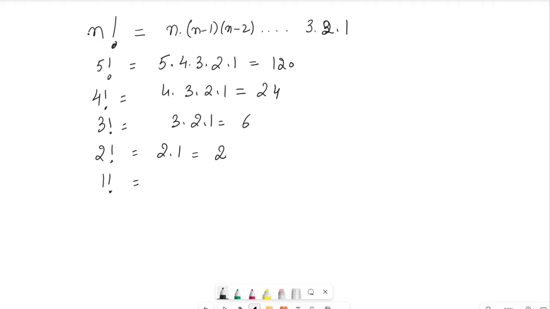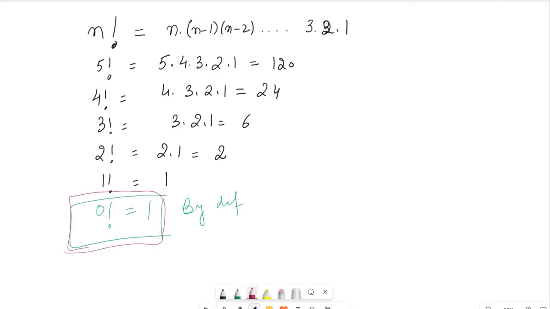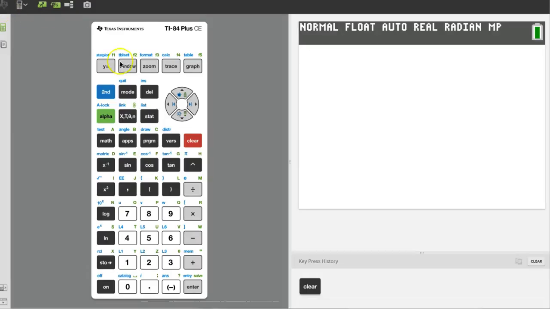1 factorial is 1. And this one is really important. 0 factorial is also 1. This is by definition. I know sometimes students get confused. 0 factorial should be 0 according to some students. But this is by definition. 0 factorial is always equal to 1. Remember that.